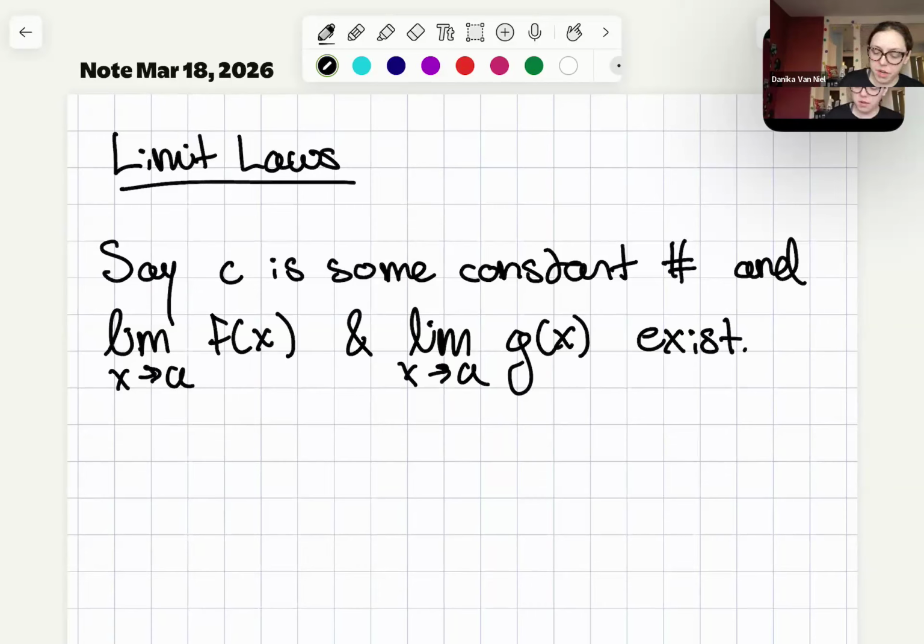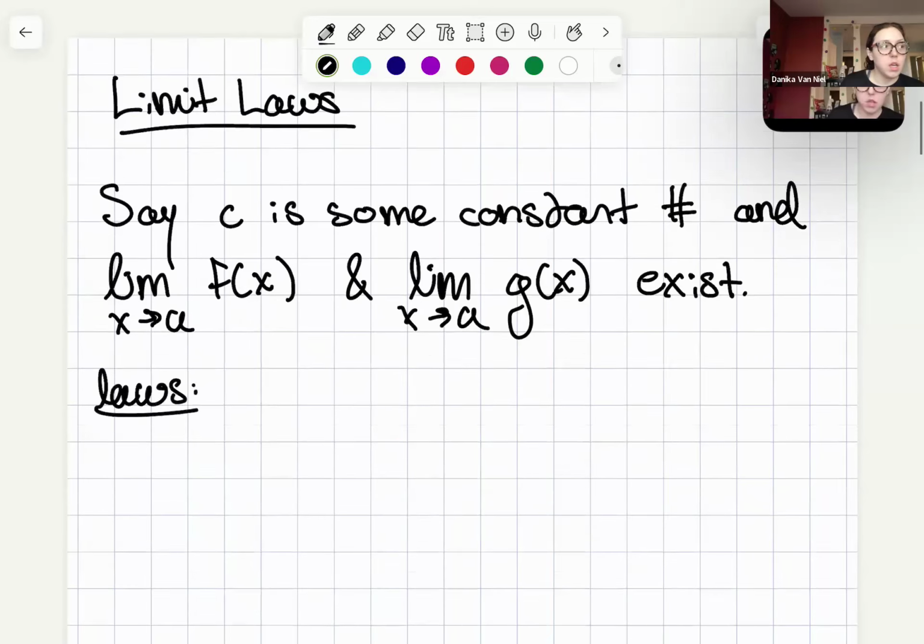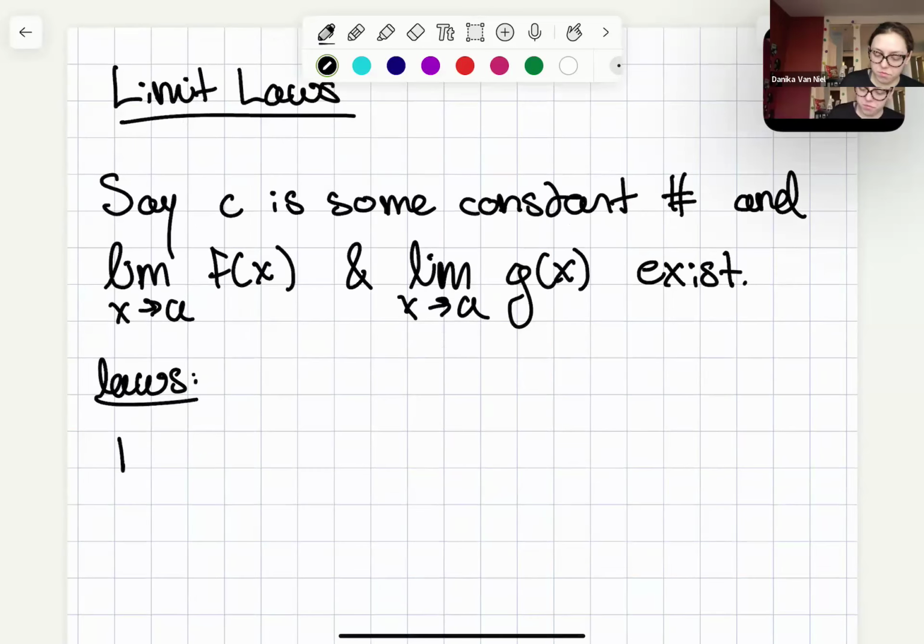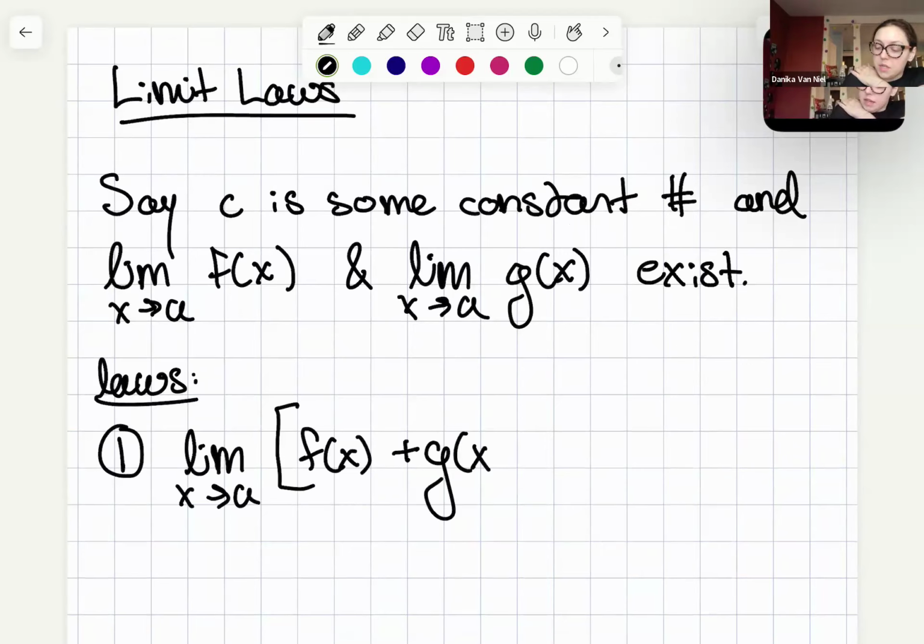So what are our laws? Okay. So our first law, which we kind of had a feeling of last class, is we can split over addition if the two limits exist. Okay, so if the limit of f didn't exist, it doesn't make sense for us to distribute over addition, right? Because then what would this mean?